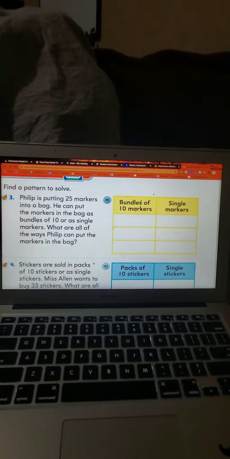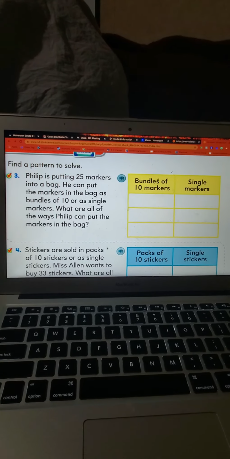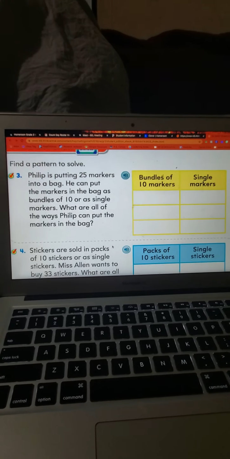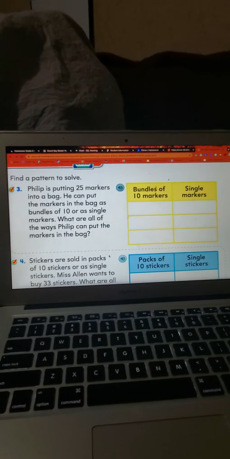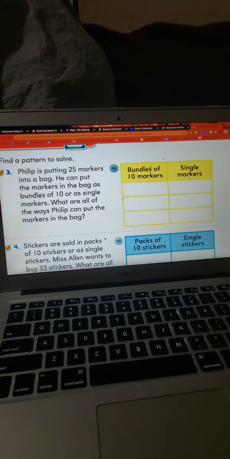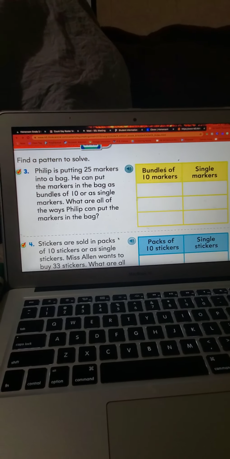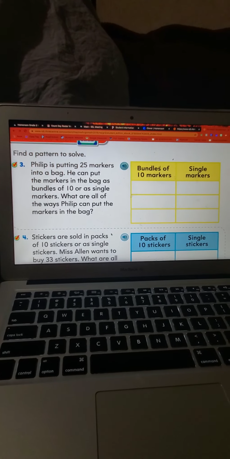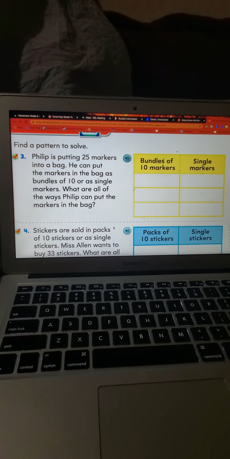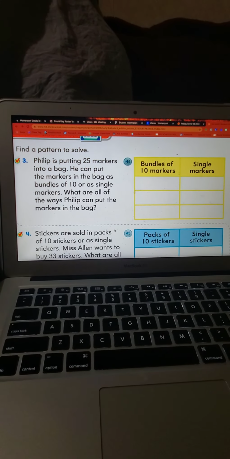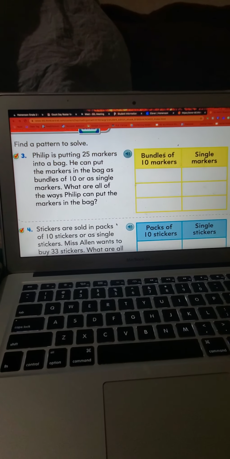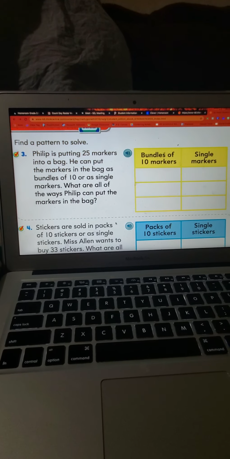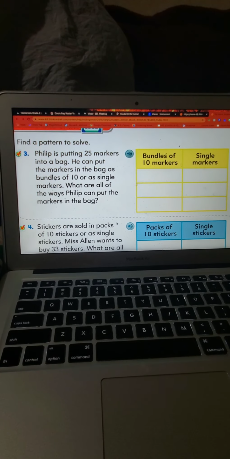Number 3 says find a pattern to solve. So remember, we just talked about patterns. We talked about what can we notice about the problem and what can we notice about the numbers that is the same, and how can we predict the next number. Okay, so the question says Philip is putting 25 markers into a bag. He can put the markers in the bag as bundles of 10 or as single markers. What are all of the ways Philip can put the markers in the bag?